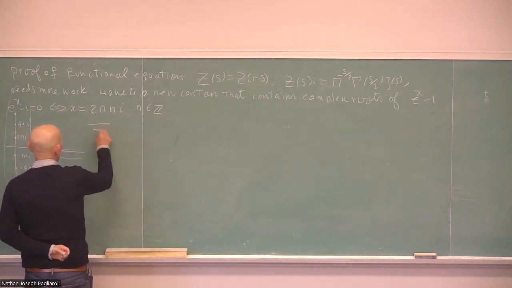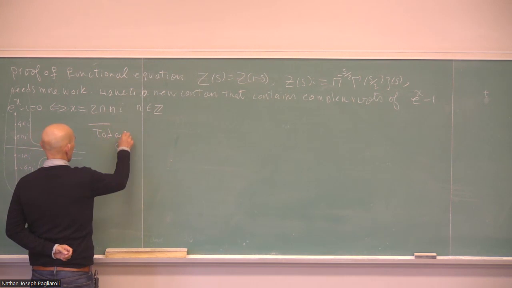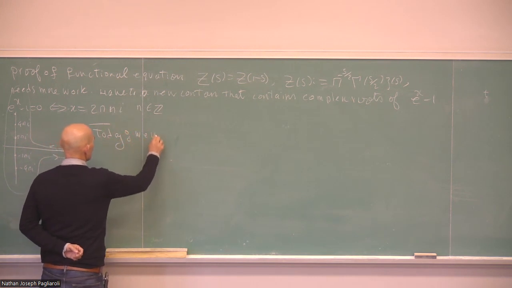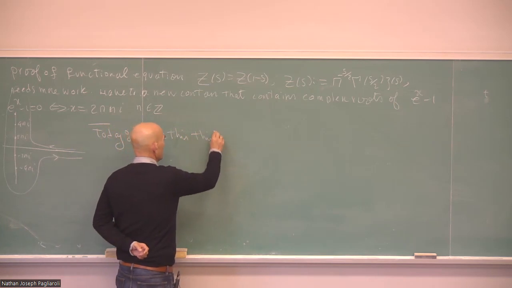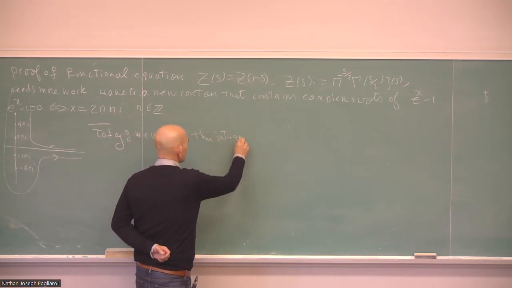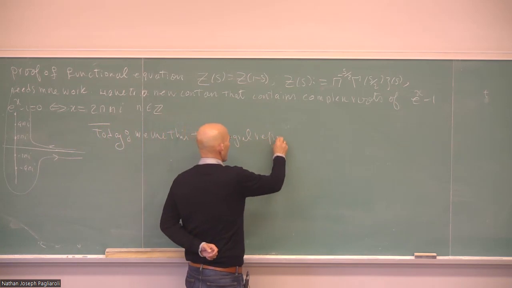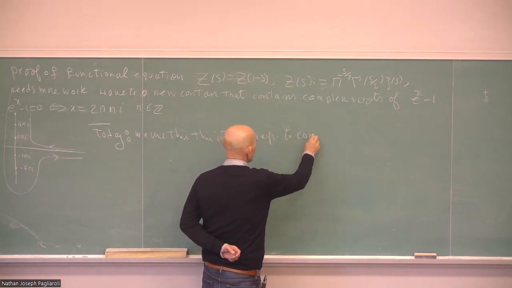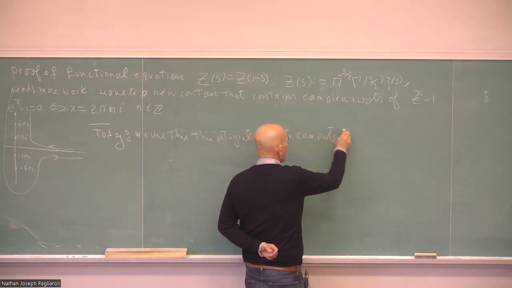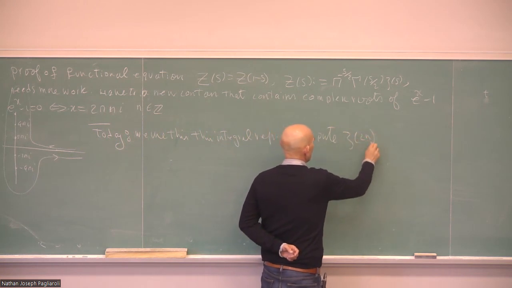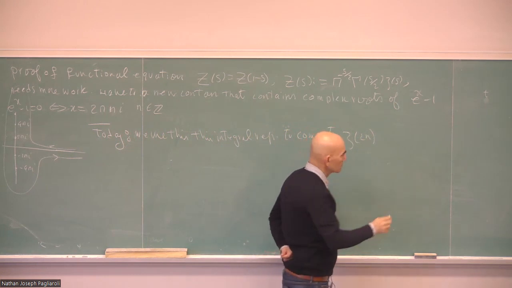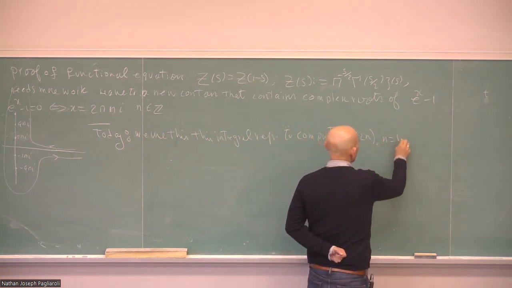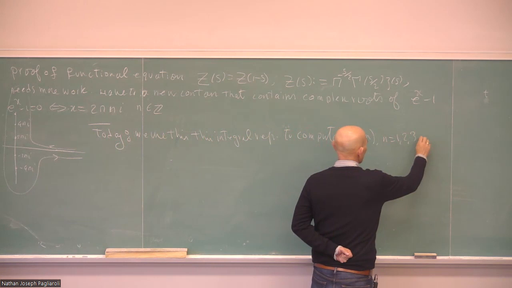Okay, so today we use this integral representation to compute zeta of 2n for all values of n, for n equal to 1, 2, 3.